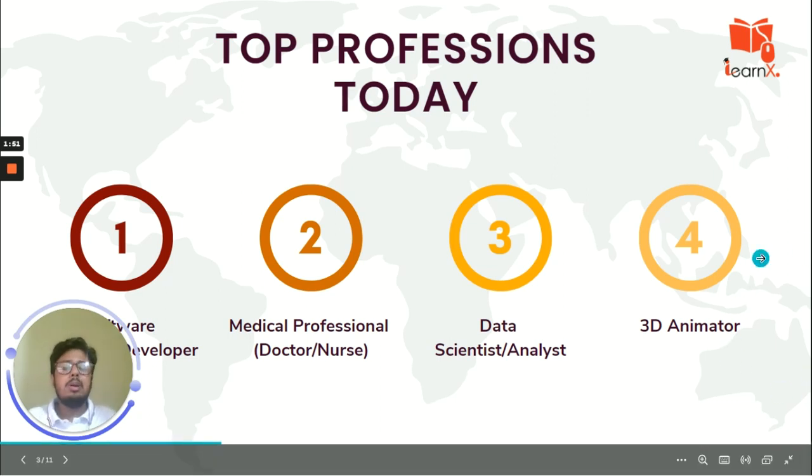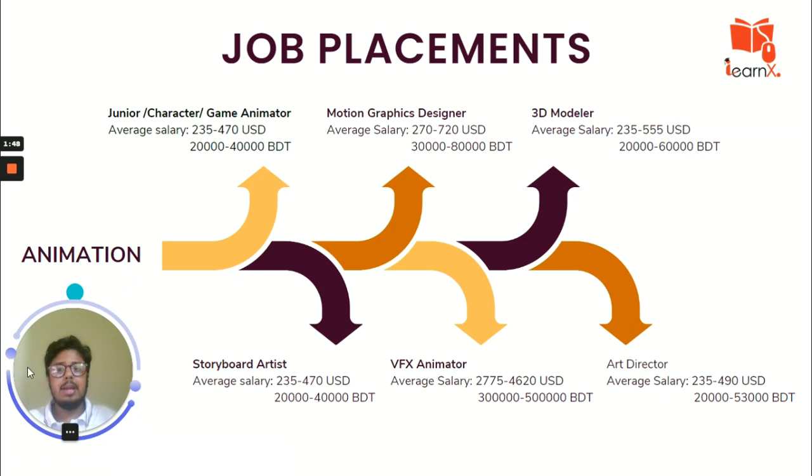In the next one we will learn what the job placements are that you can find as an animator, and as an animator you can earn from 235 USD to 4,600 USD, which in Bangladeshi Taka it can be said that you can earn from 20,000 Taka to 5 lakh Taka per month as an animator. So you can start your career as an animator by having the job of a junior or game animator, and you can end up your profession as a VFX animator, which is a top paid job as an animator.